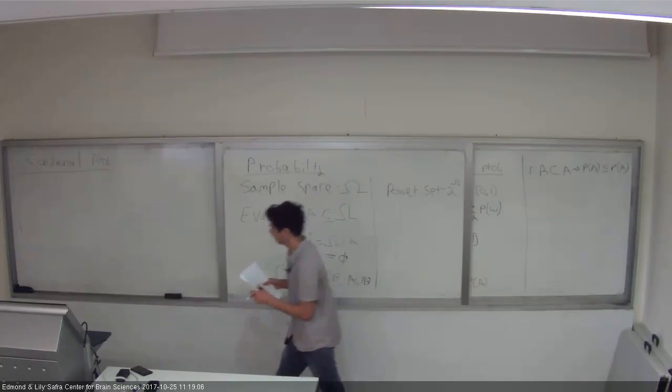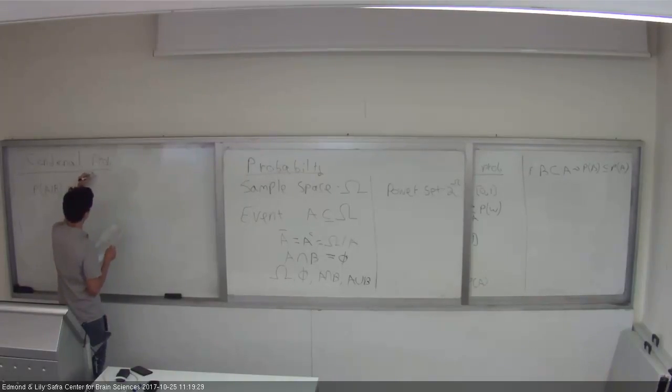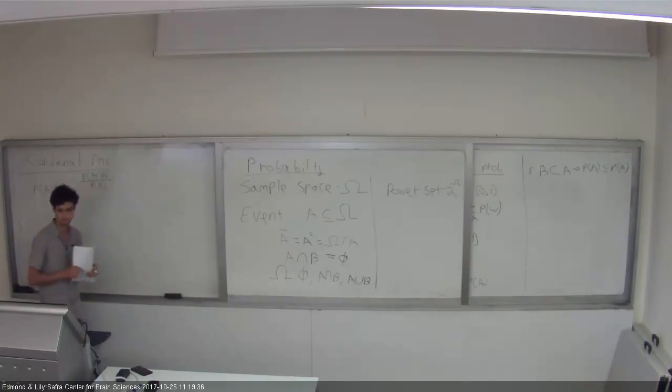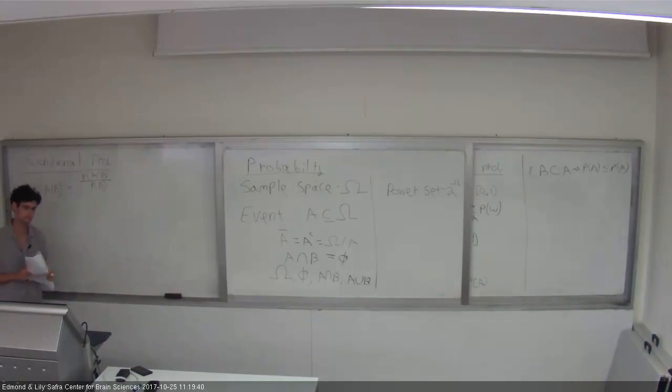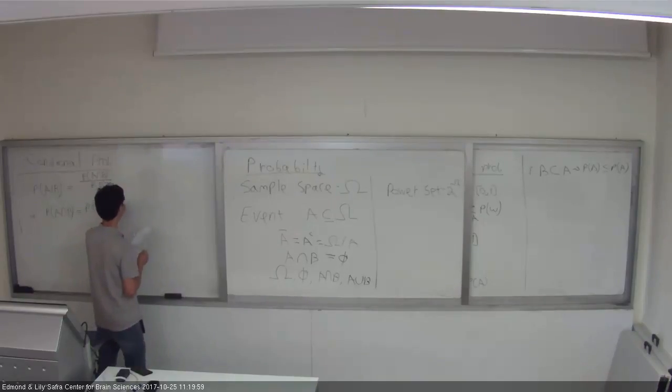So, the definition of A given B, the probability of A conditioned on B, is equal to the probability of their intersection divided by the probability of B. And from here, we can see that the probability of the intersection of A and B is equal to the probability of A given B times the probability of B.